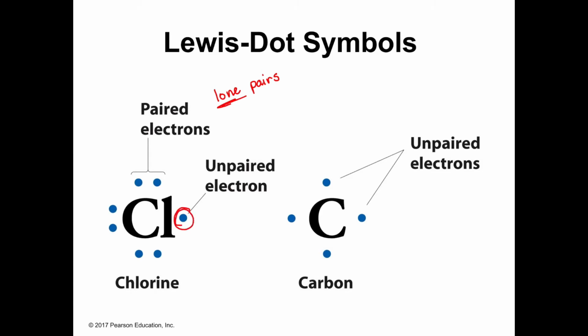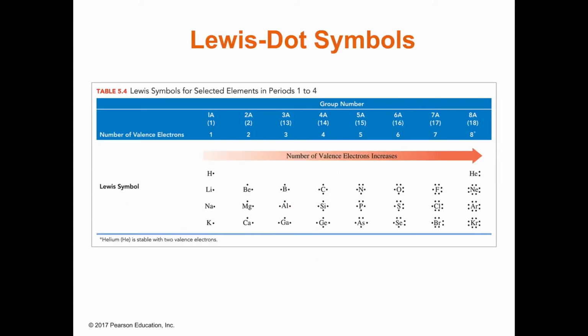Unpaired electrons are electrons that are available to participate in bonding. So chlorine has 1 unpaired electron, so it can make 1 bond. Carbon has 4 unpaired electrons, so carbon can make 4 bonds, which gives carbon a lot of really cool properties, which is why carbon is used in so many different compounds.